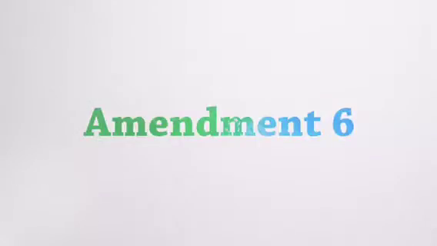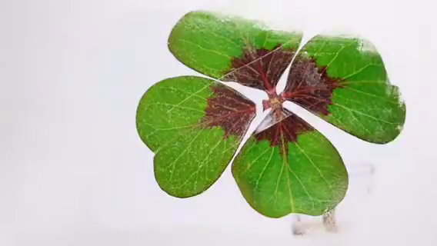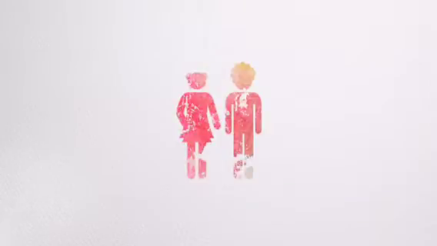The next amendment is Amendment 6. This amendment only consists of 4 parts. 1. You have the right to an impartial jury. So, a jury with all sorts of backgrounds and views.